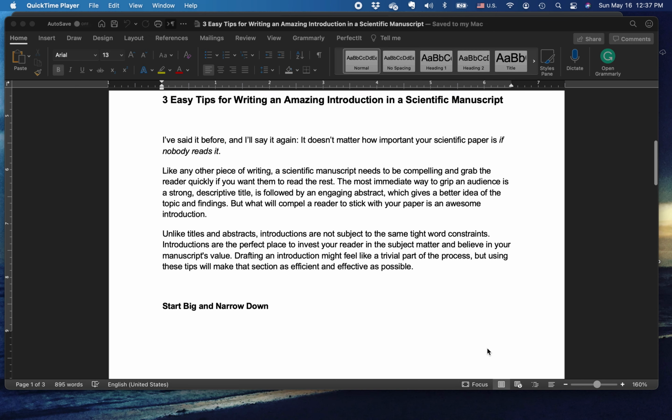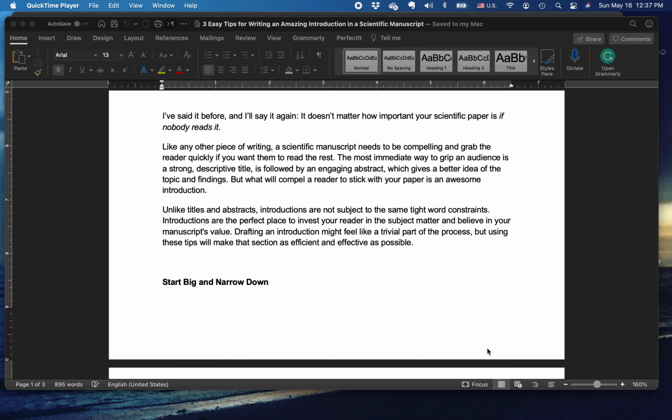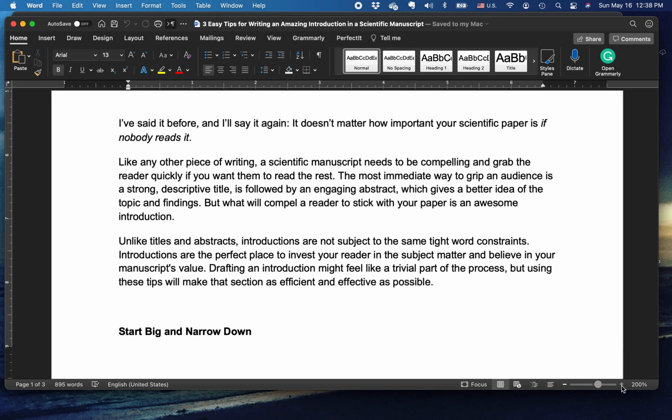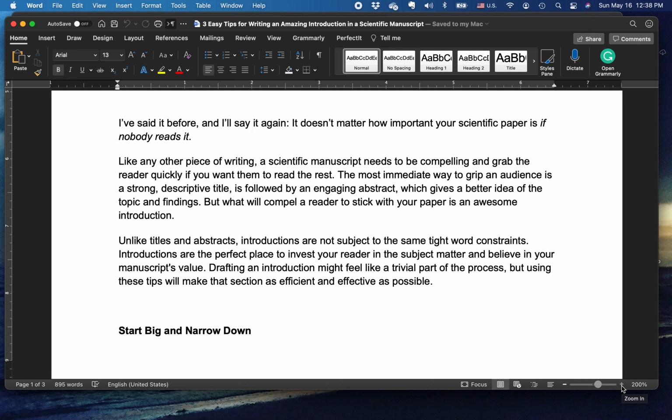I've said it before and I will say it again, and I will continue to repeat it until I'm blue in the face. It doesn't matter how important your research is if nobody reads the papers you write. Now, like any other piece of writing, a scientific manuscript needs to be compelling. It needs to grab the attention of the reader quickly because you want them to read the rest of it. The most immediate way to grasp their attention is a strong, descriptive, punchy title, followed by an engaging abstract.